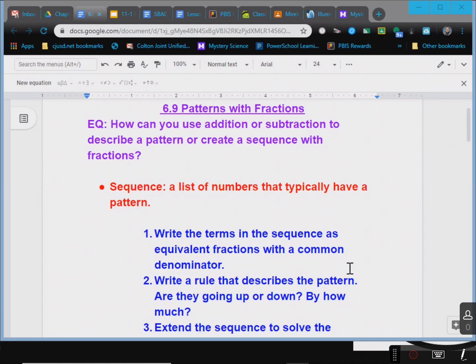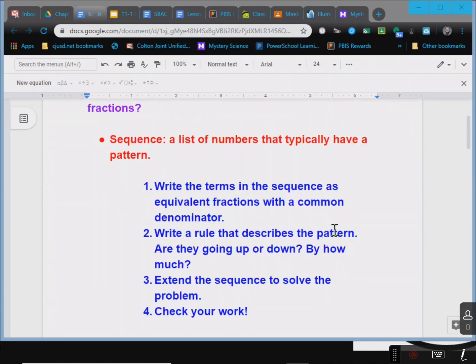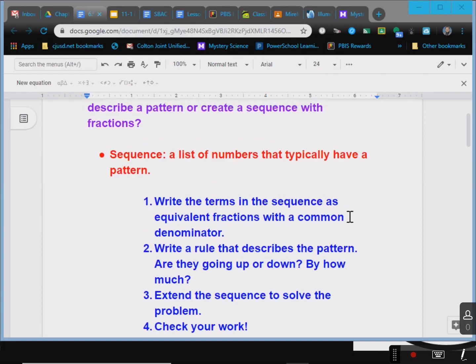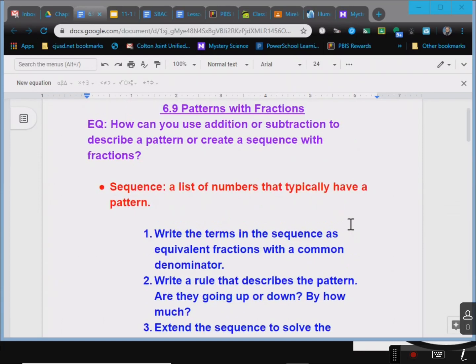The vocab, which you don't need to write down, I just wanted to clarify what a sequence is. It's a list of numbers that typically have a pattern.